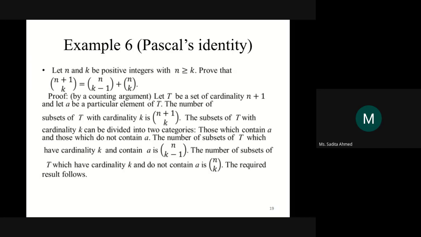We have n plus 1 distinct elements to choose from. You will choose how many elements in total? K elements. Exactly, k elements. How many ways are there to do that? N plus 1 C k. Why C? Because it's a set and repetitions are not allowed, and order doesn't matter.